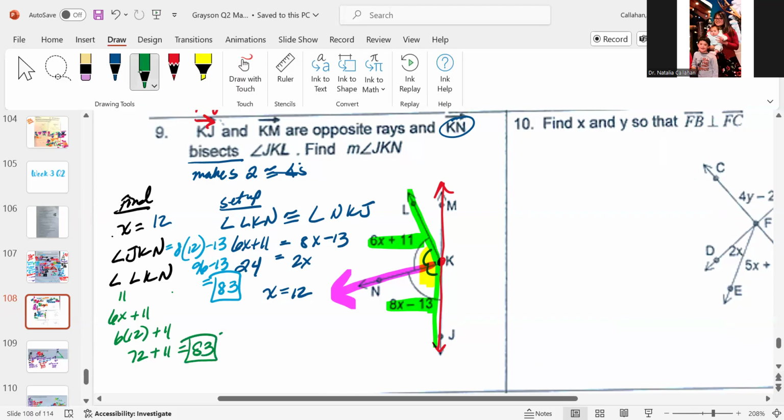How can you check this? You know that these two angles are equal, right? Are the two angles congruent? Yes, they are. If you have a straight line, it adds up to 180. If they're complementary, they add up to 90. If it bisects something, it's equal. Do you understand? That's how you check.